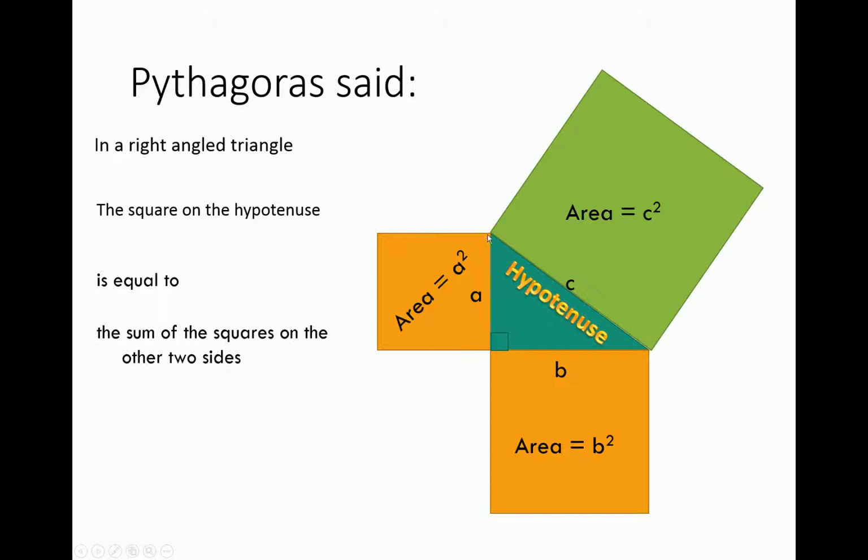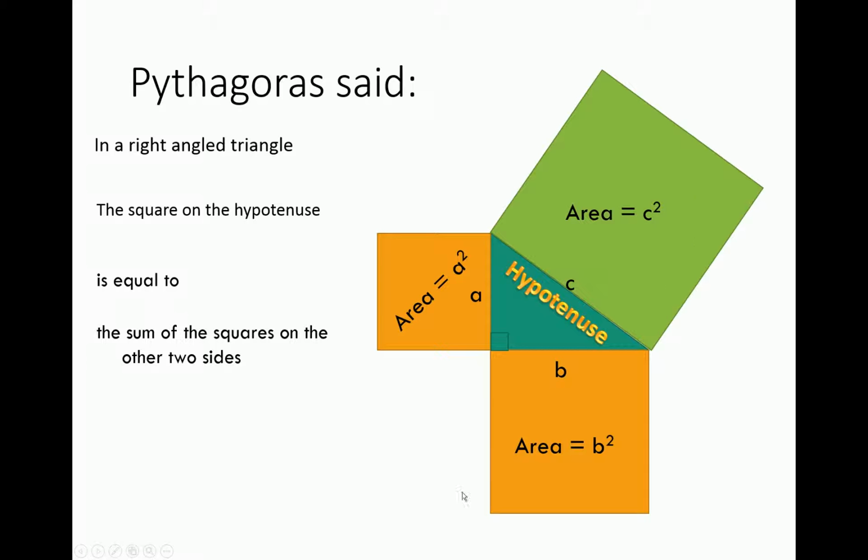So this length here is A, and because it's a square we know this length here is also A, so the area of that square is A squared. Look at side B, this will also be a length B down here because we know it's a square and all of the sides on a square have the same length, so the area for this square is B squared. And then there's side C, and the square sitting on top of side C has got an area of C squared.